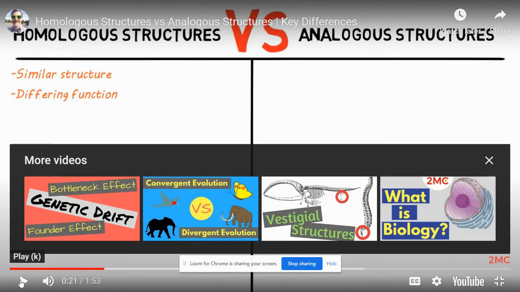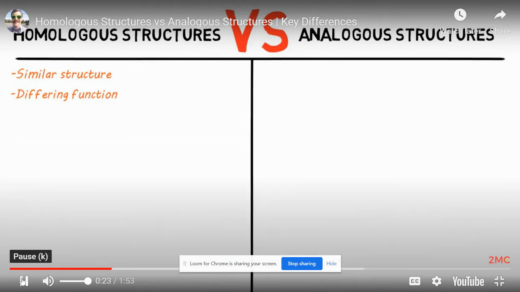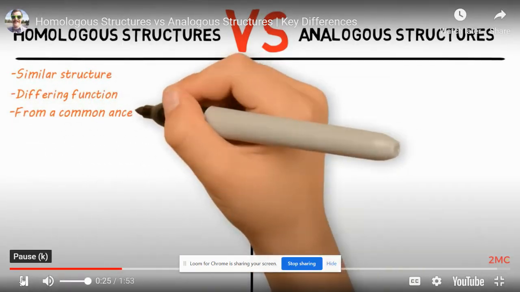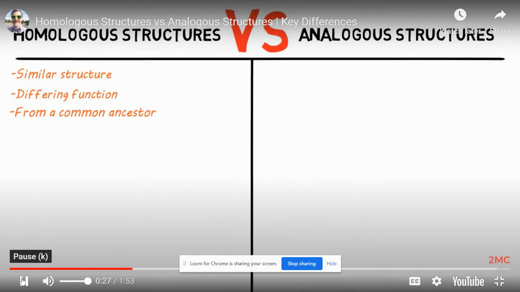So for example, the similar structure would be like your arm bones, your hand bones, your finger bones. Those all have similar structures. Differing functions. In a human, we're using that as an arm. In a bat, they're using it as a wing. And in a whale, they would be using those structures as a fin or a flipper. A wing versus an arm versus a fin, for example. And they form from a common ancestor. So they have a common ancestor that gave them that structure.